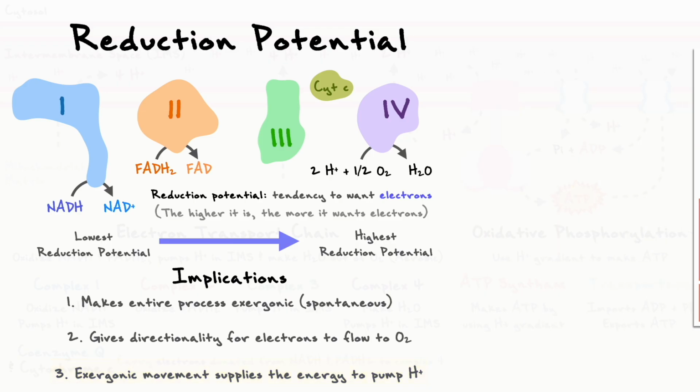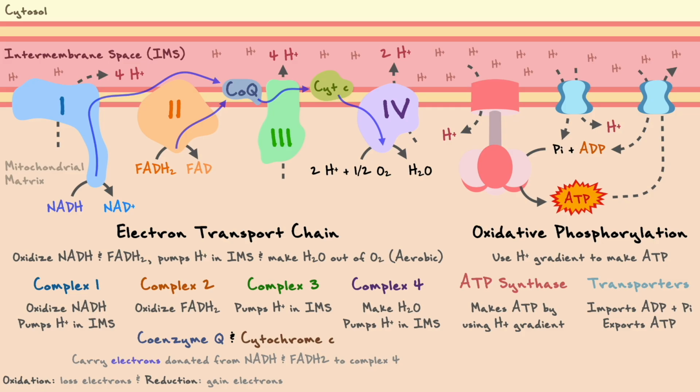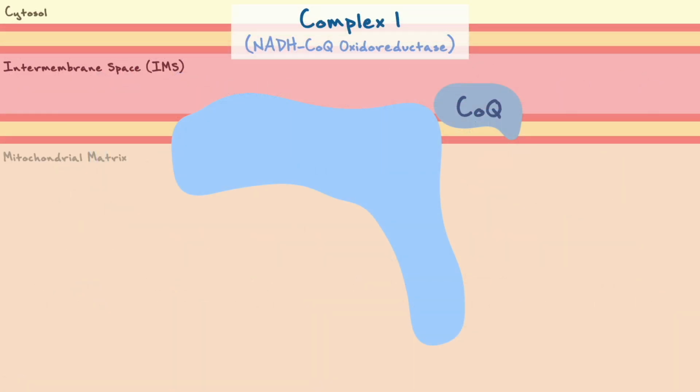Alright, now that we get the gist of this entire system, let's consider each individual protein to understand how everything comes about. Let's begin with complex 1, also known as the NADH coenzyme Q oxidoreductase. As mentioned previously, the three general actions of this complex is to oxidize NADH to NAD+, reduce coenzyme Q, and pump protons in the intermembrane space.